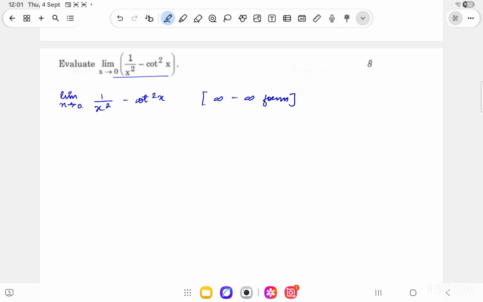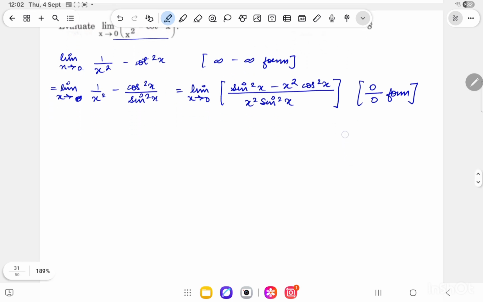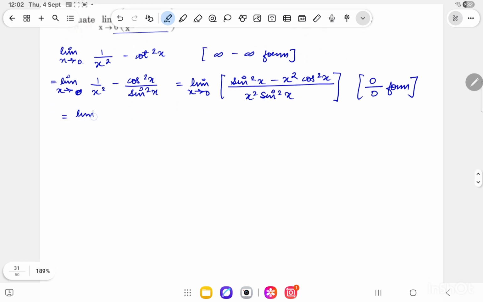So let's solve it. Let's first simplify it a little bit. I'll be getting 1 upon x squared minus cos squared x upon sin squared x. This will be equal to the limit as x approaches 0 of (sin squared x minus x squared cos squared x) divided by x squared sin squared x. If I check by substituting the limit here, I'll be getting a 0 upon 0 form, which is again an indeterminate form. So let's use L'Hopital's rule here.